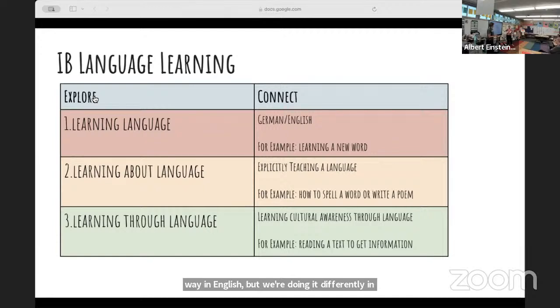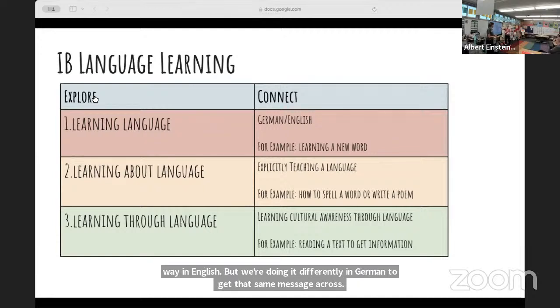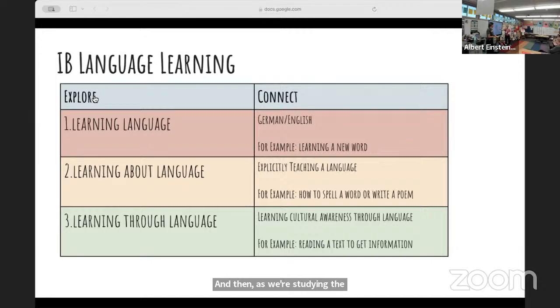And then as we're studying the language, on the way things are being done, we're also learning cultural awareness. We're learning what is being said, how is it different? And we're reading text in German. We're realizing maybe there's a different way of saying it. Maybe essays are written in a different way. So it's on all these 3 levels that we're trying to teach the language to your children.